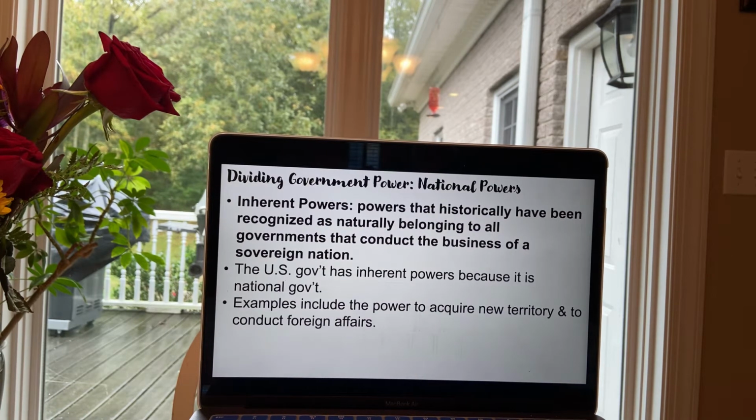Next is inherent powers. These are powers that have been historically recognized as belonging to the government because they are conducting the business of a sovereign nation. The U.S. government has inherent powers because it is a government. Examples would be the power to acquire new territory and the power to conduct foreign affairs.